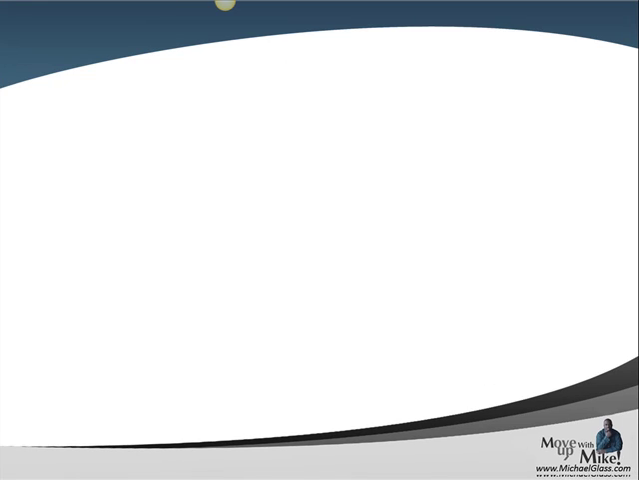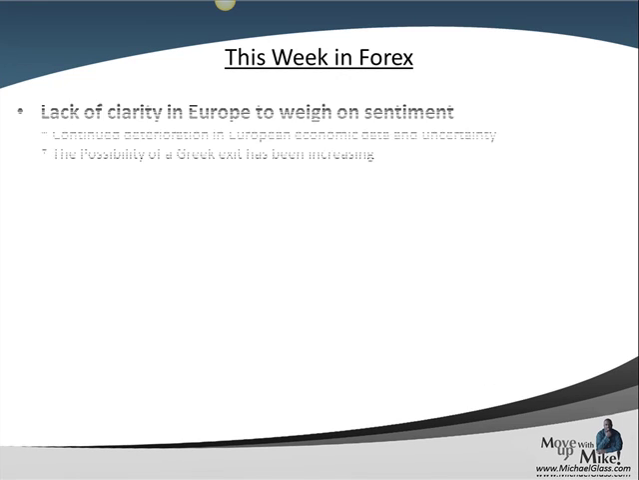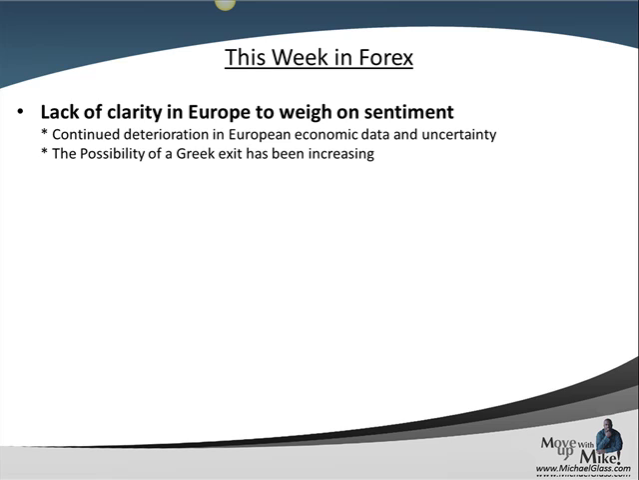As we look at the week that was in Forex, we see just a couple things. First of all, the lack of clarity in Europe. We see a continued deterioration of the economic data coming out of Europe. And then the possibility of Greece exiting the euro seems to be increasing. The prime minister, the former prime minister, said that that's what he thinks is going to happen. However, there was also a survey, and 80% of the people in Greece said they want to stay with the euro. But on the other side, they don't agree with the austerity measures that the euro is implying.